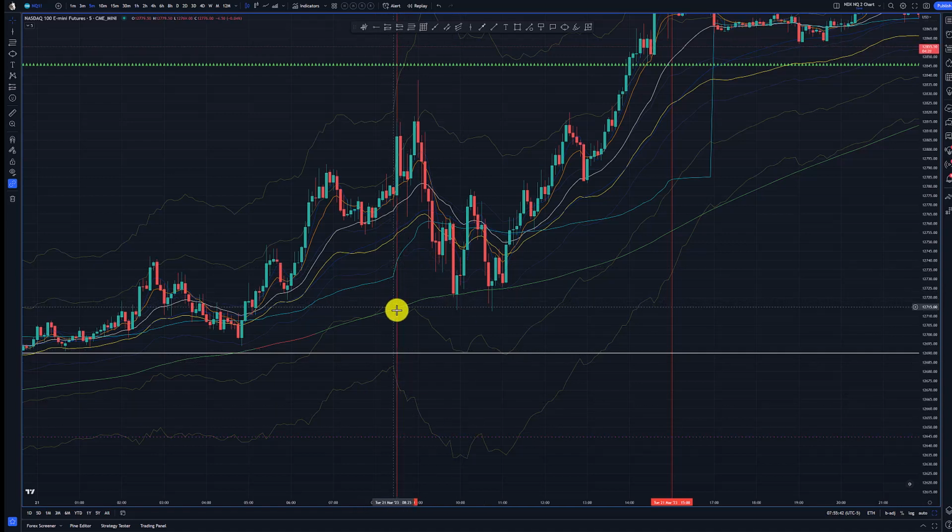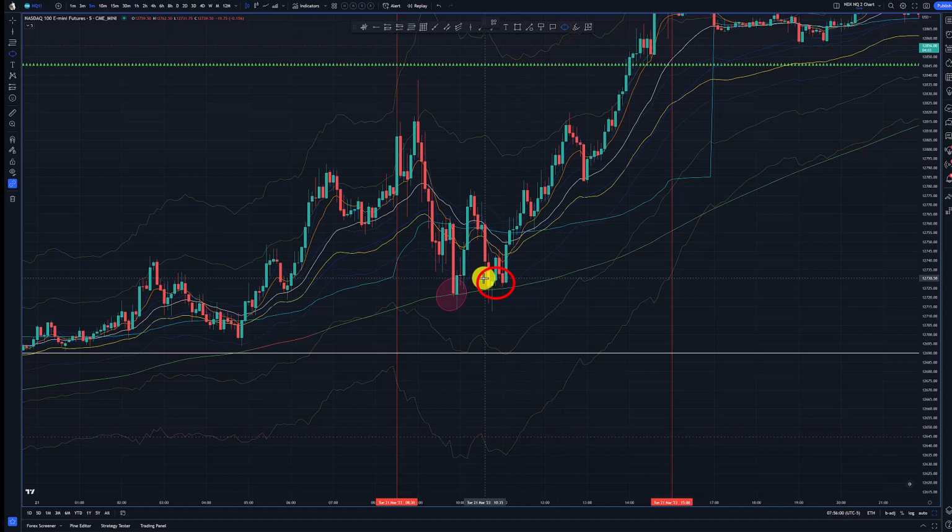The vertical lines that you see here, this is the start of the market and this is the close of the cash market. And we're looking at the NQ on the 5-minute chart. What I really want to ask you is, why did the market stop right here? Why did it stop right here? And then why did it retest right here?